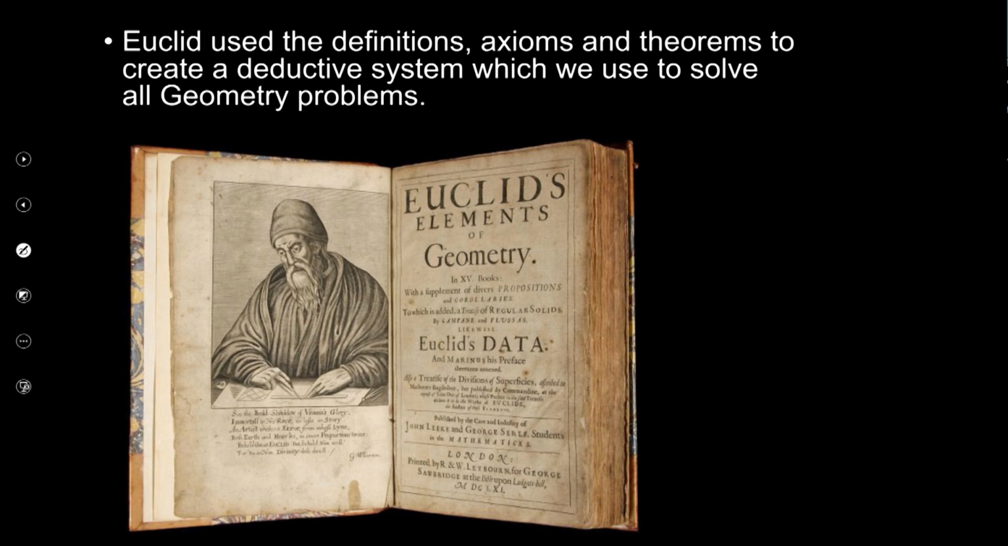Euclid also used the definitions, the axioms, the theorems to create a deductive system which we use to solve all geometry problems that we have in maths. But now, the key terminology that you need to be familiar with is what an axiom is, right? So this will just be a rough statement. Rough statement, why am I calling it rough? Because we don't have any proof of what we are making a statement of, right? So this is a claim.